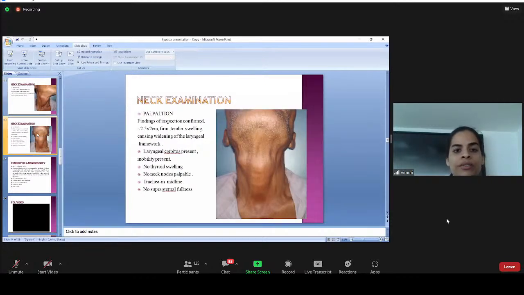On palpation, the findings of inspection were confirmed: a swelling of size 2.5 into 2 centimeter, which is firm in consistency, tender on palpation, and appears to cause widening of the laryngeal framework. Laryngeal crepitus is present, mobility is present. There is no obvious thyroid swelling palpable. There are no neck nodes palpable. The trachea is in the midline, and there is no obvious suprasternal fullness.